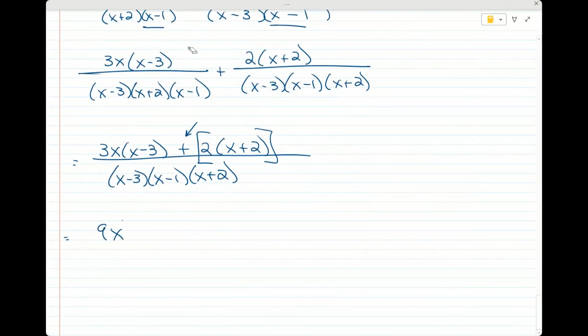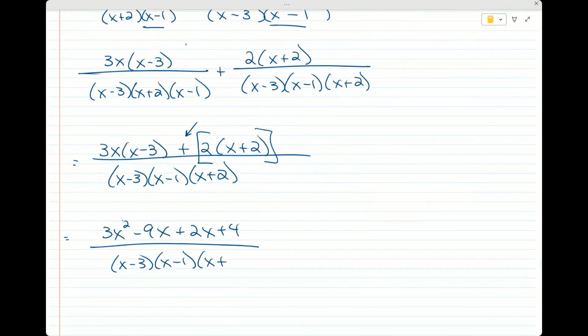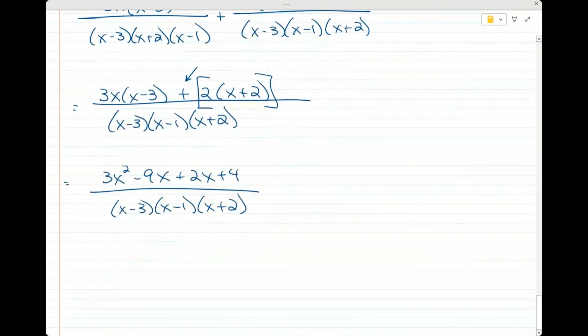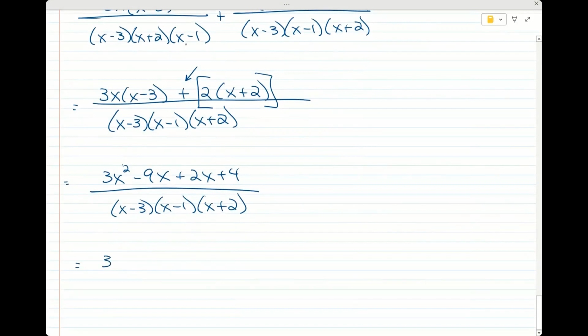3x times x is 3x squared minus 9x plus 2x plus 4, divided by x minus 3 times x minus 1 times x plus 2. And then combining our like terms, 3x squared minus 7x plus 4 divided by x minus 3, x minus 1, and x plus 2.